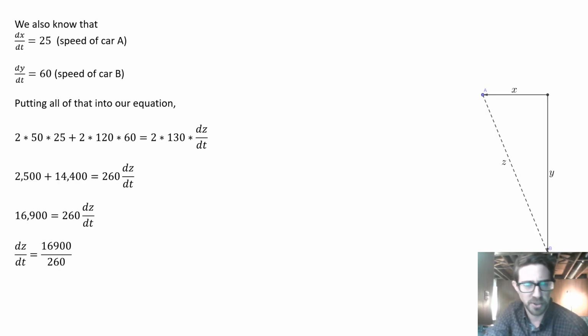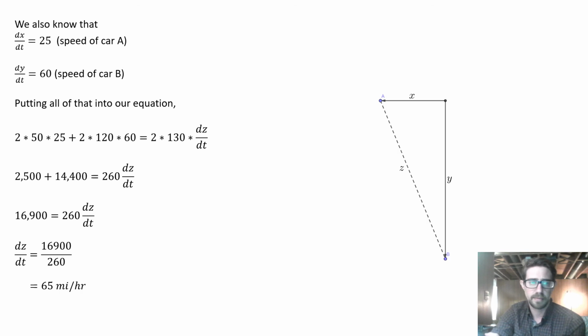Okay, so that's mostly just calculator stuff. That's 2,500 plus 14,400 equals 260 times dz/dt. 16,900 equals 260 times dz/dt, which means that dz/dt is 16,900 over 260, which, again, nice even number, is 65 miles an hour. So the distance between the two cars is increasing, obviously, but in particular, it's increasing at a rate of 65 miles per hour. Okay, so those are related rates.